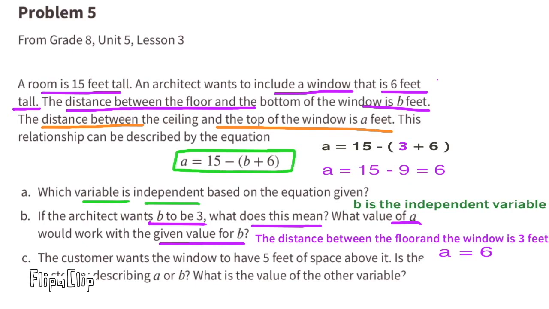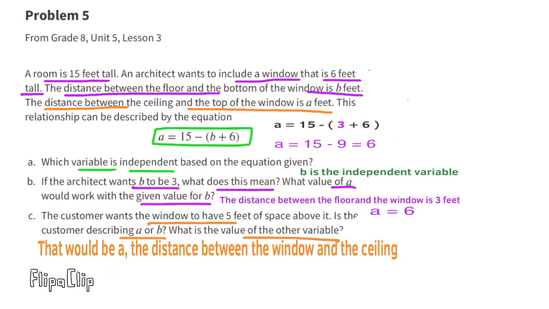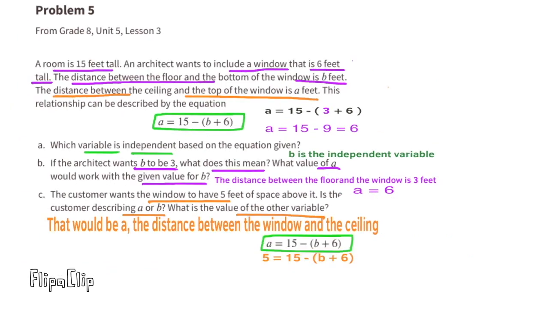C. The customer wants the window to have 5 feet of space above it. Is the customer describing A or B? What is the value of the other variable? Well, first of all, the customer is describing A, the distance between the window and the ceiling. So we know what A is. That means we're solving for B. A is 5, so the equation reads 5 equals 15 minus B plus 6.